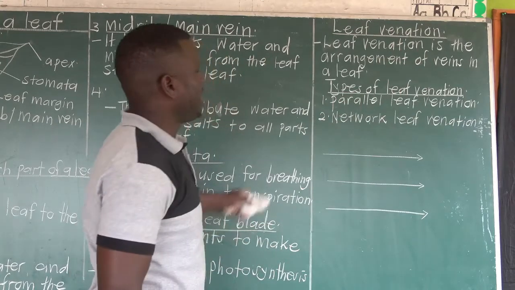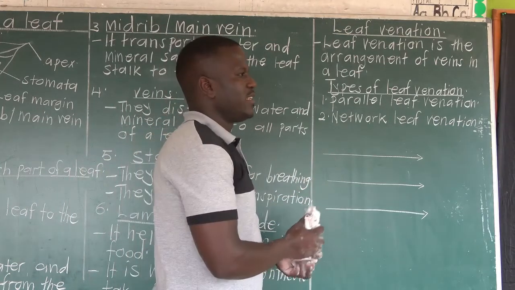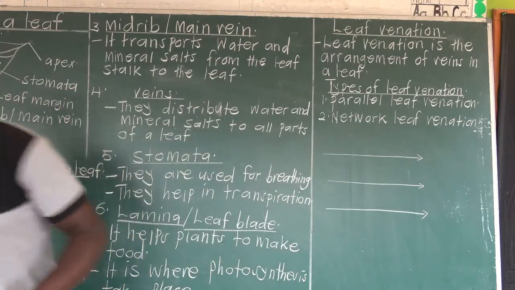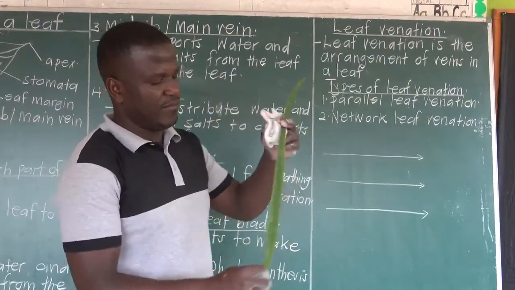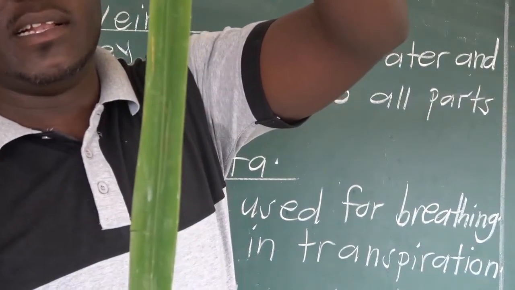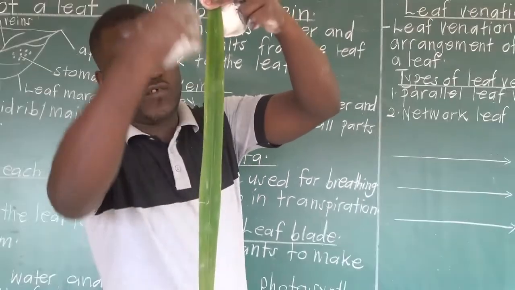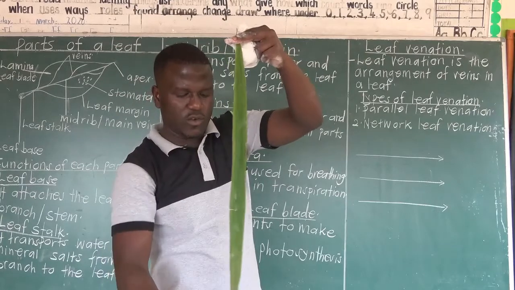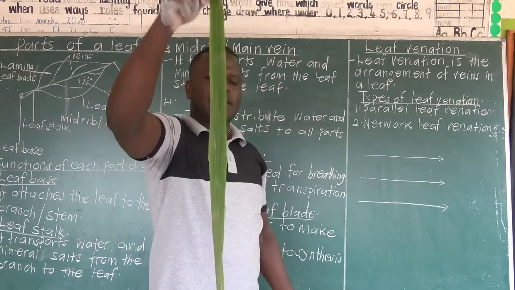So, if you look at parallel leaf venation, veins are arranged in such a way that they are moving in the same direction. That's why they are called parallel leaf venation. Like this one here. This one is an example of parallel leaf venation. These veins move from down up to the apex, from the leaf stalk up to the apex. This one is called parallel leaf venation.